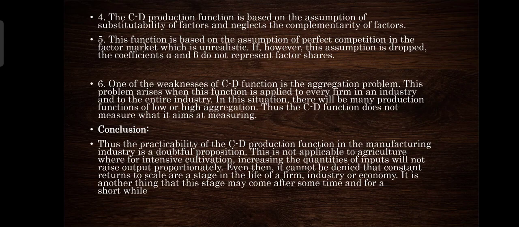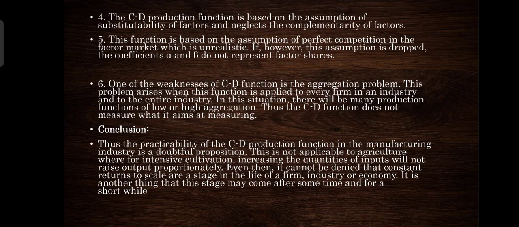And the fourth one is that the Cobb Douglas production function is based on the assumption of substitutability of factors and neglects the complementarity of factors. So we are giving more importance to substitutability of factors. That is, we are considering that labor is increased by some amount, and at the same time we are reducing the amount of capital used so that they can act as substitutes.